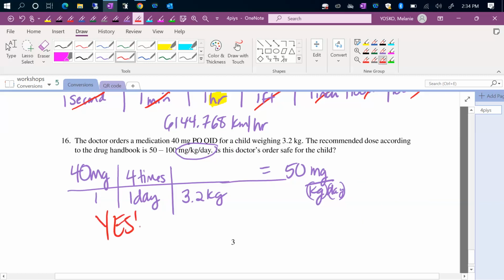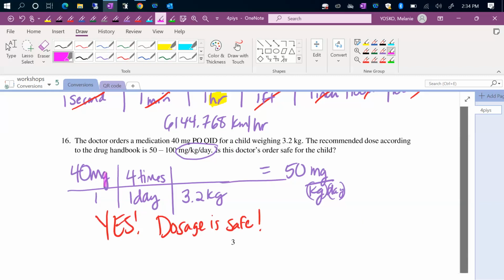Yes? That's just what it is for one dose, saying each dose is 50? Then it would be safe. No, this is the whole day though. Oh, because it's 40 milligrams and we do it 4 times a day. But it's the allowed amount per kilogram per day, as long as it doesn't go over 100. So it's in the range of 50 to 100.